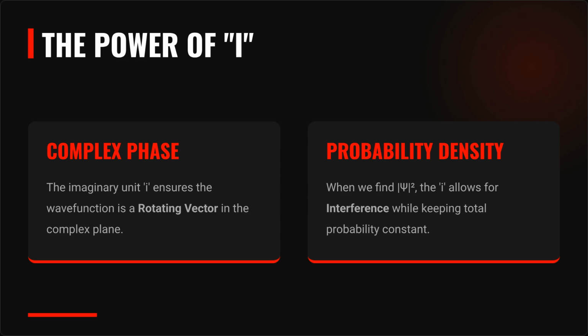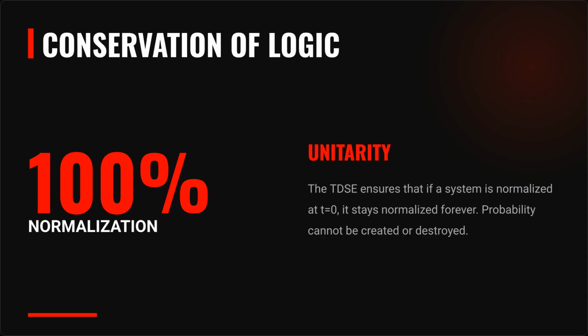the quantum world. The imaginary unit i is vital. It ensures the wave function is a rotating vector in the complex plane and allows for interference while conserving total probability. Unitarity is key. The TDSE ensures that if a system starts with a total probability of 100%, it remains 100% forever. Probability is conserved.